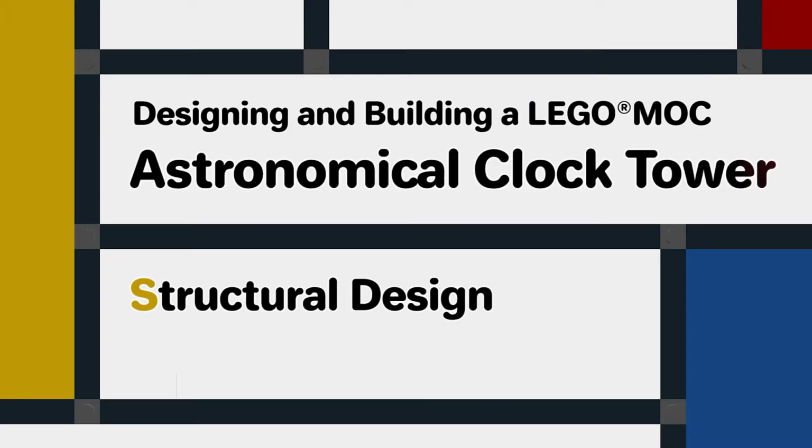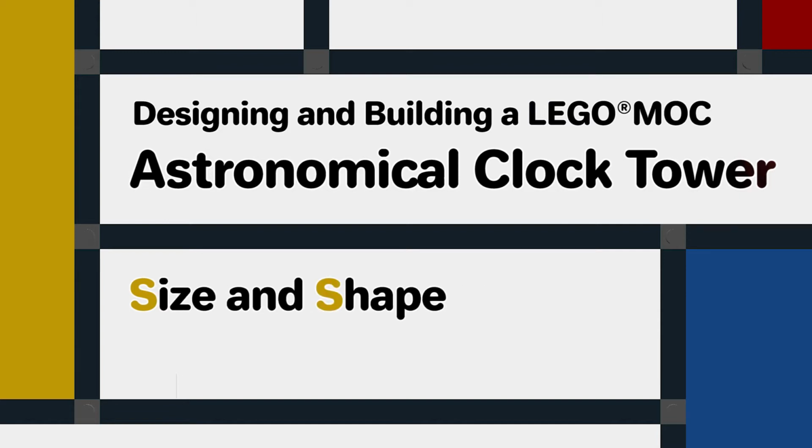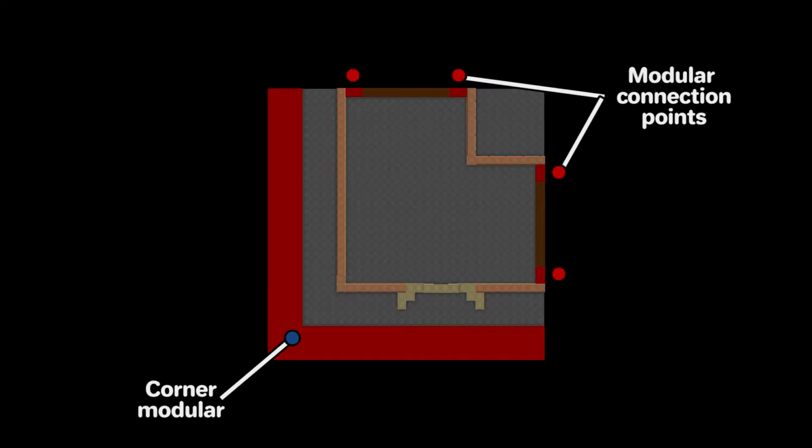So now let's make a start on the structural design for this mock. First, I'm going to look at the size and shape of the building. That should give me the footprint of the building and the position of the main features, and that will let me develop the floor plans.